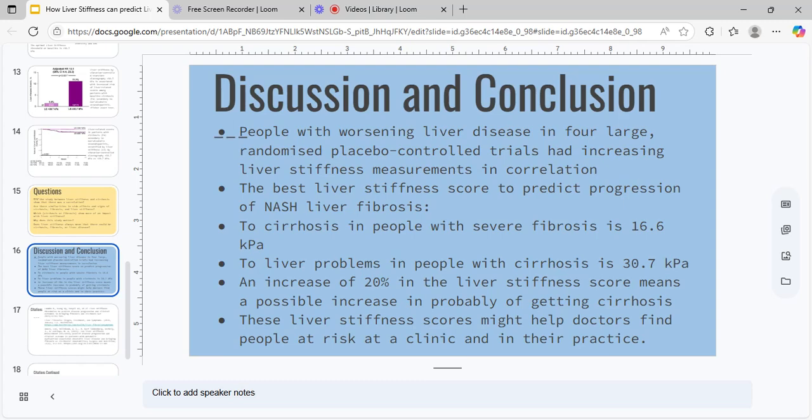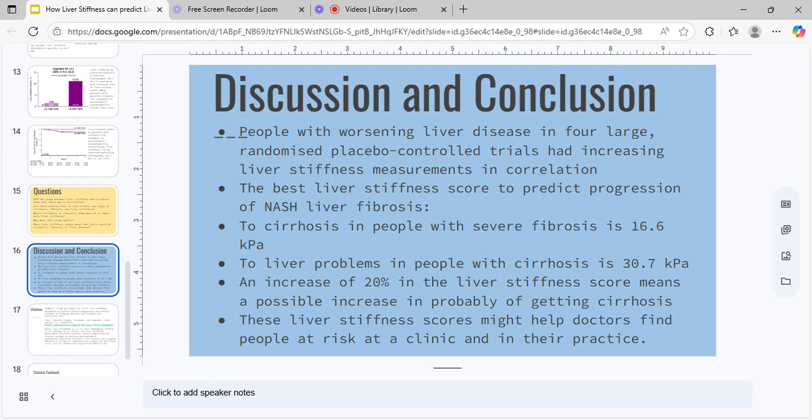An increase of 20% in the liver stiffness score means a possible increase in the probability of getting cirrhosis. Again, this is how we're talking about the less than or equal to 20% or less than or equal to 5 kPa. It shows that whenever you have an increase in your liver stiffness or an increase in your fibrosis, there is an increase in the probability of getting cirrhosis. Makes sense, but it's important to have the facts, and it's important to have this study done.